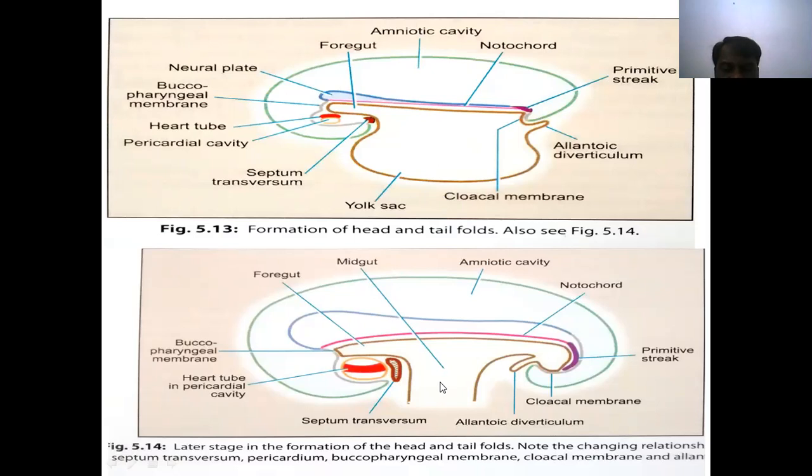So the vitelline duct connects with the midgut. The allantoic diverticulum goes to the cloacal membrane here. The allantoic diverticulum goes to the connecting stalk, that is the extraembryonic mesoderm. So this primitive streak, we can identify the tail fold region.